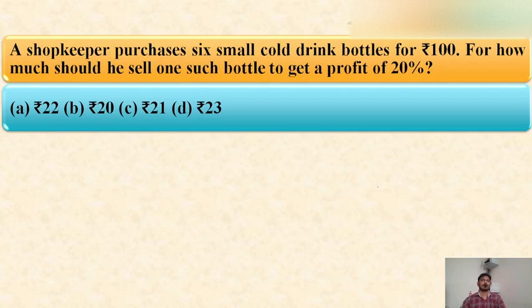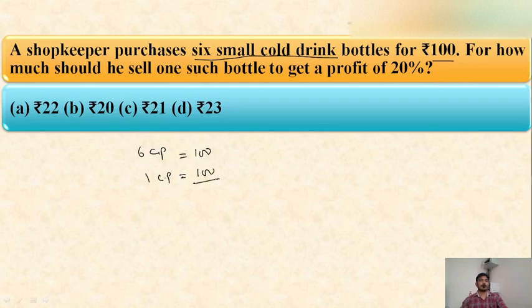Here is the next question. A shopkeeper purchases 6 small cold drink bottles for 100 rupees. So the cost price of 6 cold drink bottles is 100, that is, the cost of one bottle will be 100 divided by 6. So this was the cost price here. For how much should he sell one such bottle to get a profit of 20%? So he has to get a profit of 20%, and we need to find the selling price here.